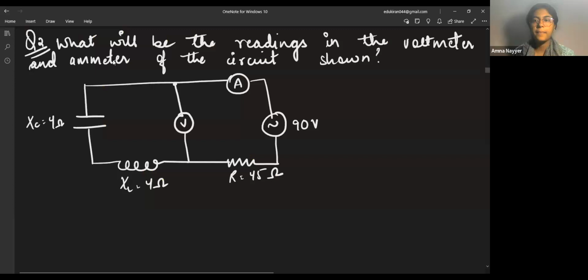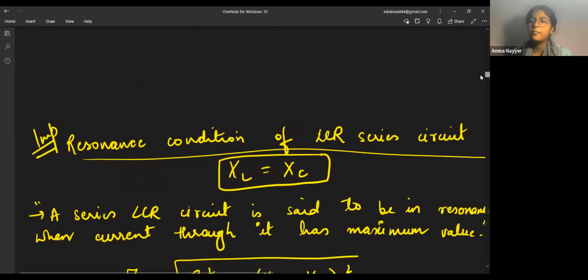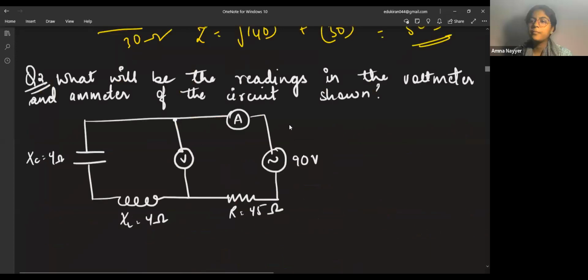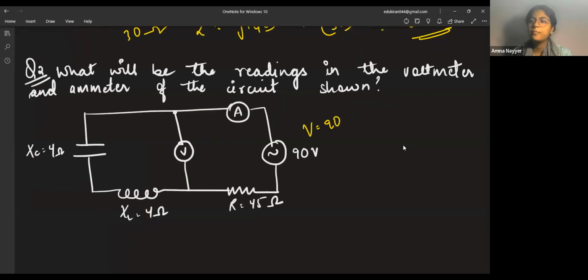See, written, now look at this question. This says that what will be the readings in the volt. So look, just pay attention to the values that are given to you. Look, the voltage here is given as 90 volt. So you have EMF's value as 90 volt, right? Resistance is given as 45.